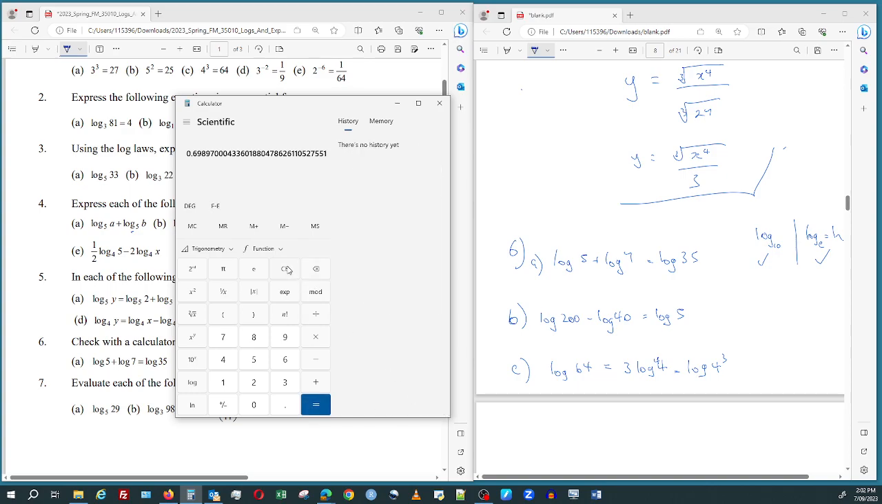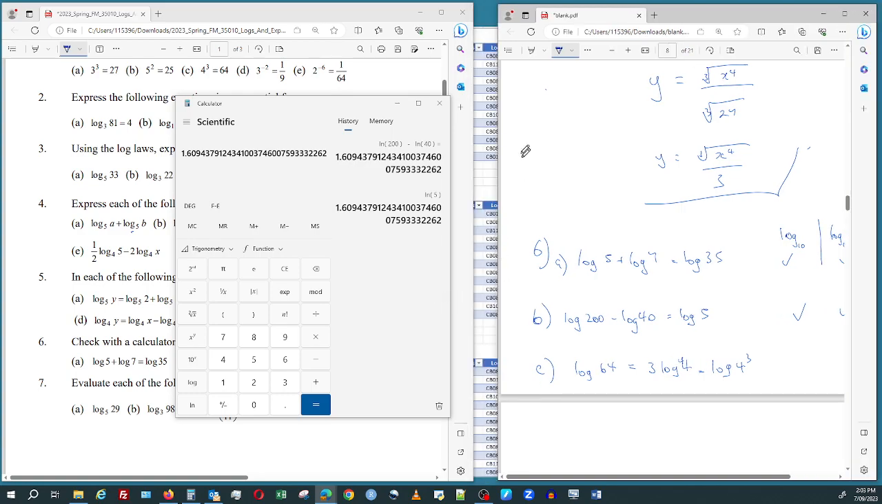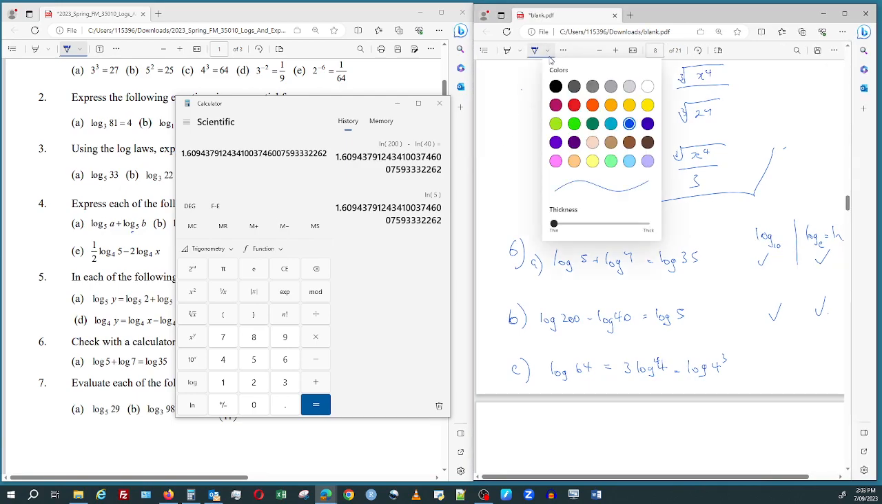Do the same thing with ln. 5 ln, put it in the memory. Now we're going to do 200 ln minus 40 ln is equal to, memory recall, please. Same number. Okay, it's the same. So for both log and ln, we can say that they're the same. Now whether you use 3 lots of log 4 or log 4 to the power 3, it doesn't really matter. It's only important that you do one or the other.